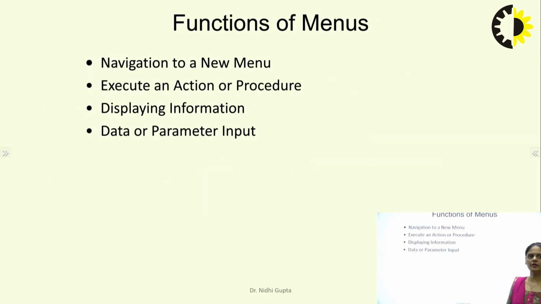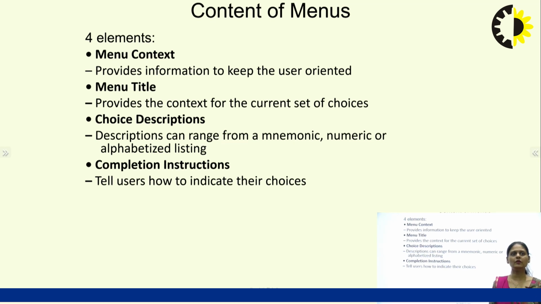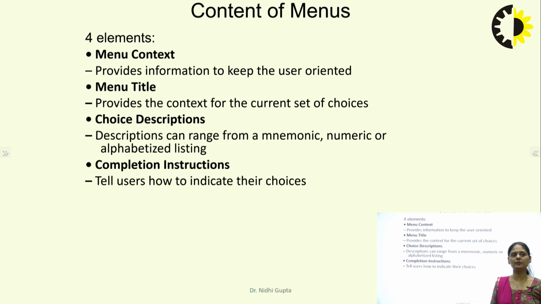Now the functions of menus are, the first is navigation to a new menu, execute an action or procedure, displaying information, data or parameter input. So four elements of menus are the menu context. It provides the information to keep the user oriented. Another is menu title. It provides a current menu, that is the menu title. Choice description provides a current set of choices that we are having. So these descriptions can range from mnemonic, numeric or alphabetized listing.